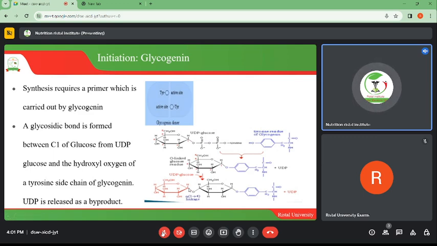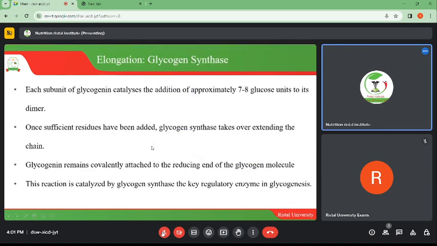That gives us the alpha 1,4 glycosidic bond or linkages. So this reaction continues until you form that primer that is ready for conversion.